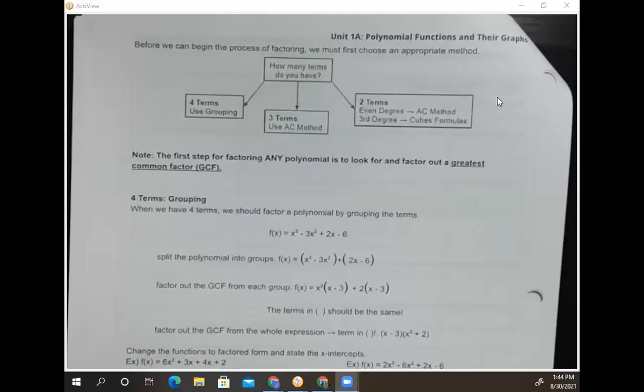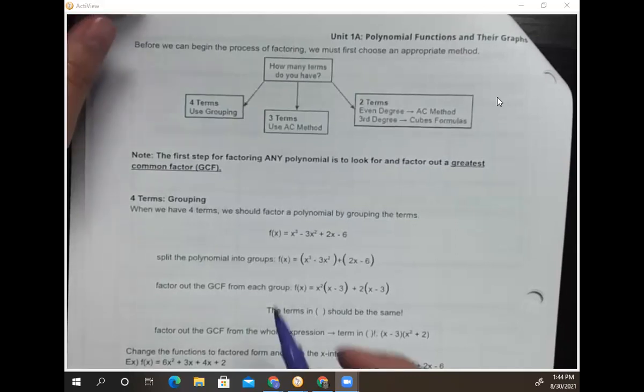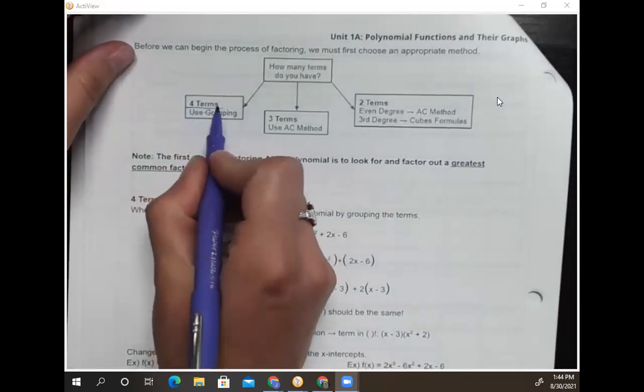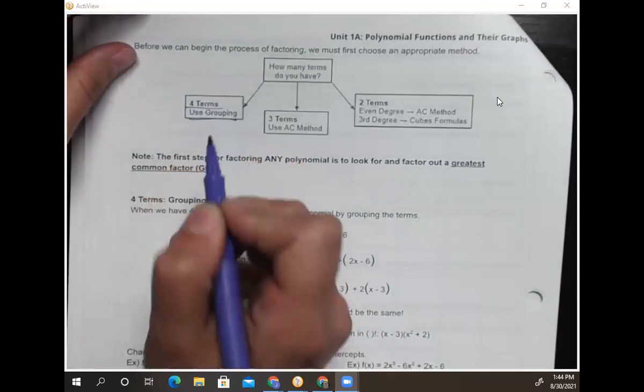We are on page 26 today in your Unit 1A packet, and we are going to talk about factoring when we have 4 terms to our polynomial. So from here on out, our discussions on factoring are going to revolve around how many terms our polynomial has. Today, we're going to talk about 4 terms, and we're going to use a method called grouping.